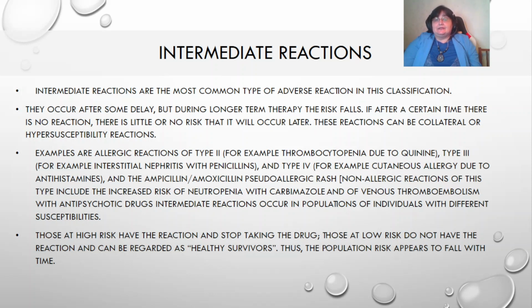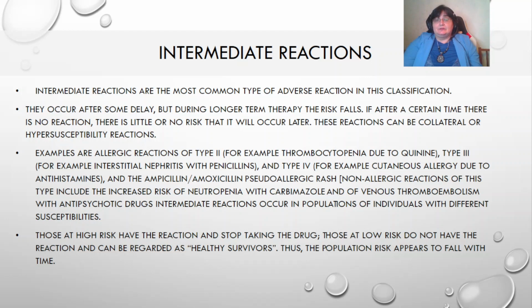Examples are allergic reactions of type 2, for example, thrombocytopenia due to quinine. Type 3, for example, interstitial nephritis with penicillins. And type 4, for example, cutaneous allergy due to antihistamines. And the ampicillin, amoxicillin pseudoallergic rash. Non-allergic reactions of this type include increased risk of neutropenia with carbimazole and of venous thromboembolism with antipsychotic drugs.